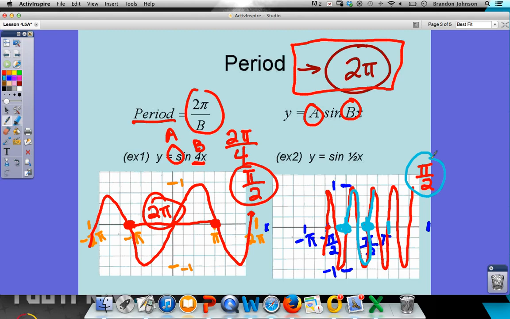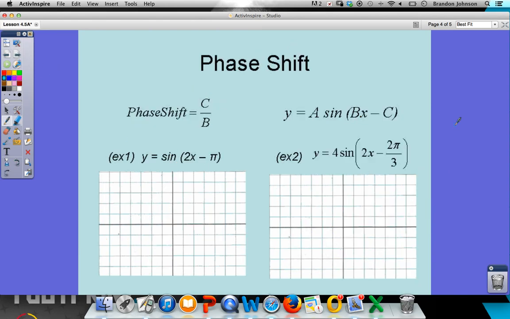Now again, if I ended up having a sine of 1/2 x, well, if I did 2 pi over 1/2, the answer would be 4 pi, meaning that in 4 pi, from negative 2 pi to 2 pi, if I were to do this graph, what I would end up doing is I would have something that looks like this right here, where it creates one full rotation from negative 2 pi to 2 pi. So hopefully that makes sense there. That's a little bit difficult in determining that, I know.